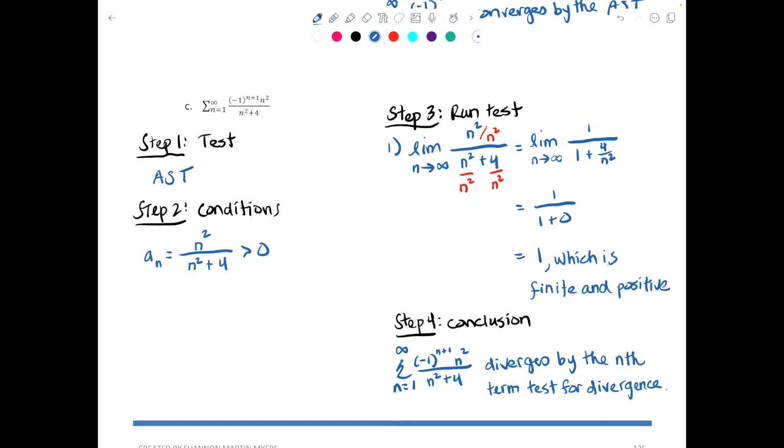So basically, if the conditions are met and you get something that's non-zero, and actually I think it just needs to be, you know what, my bad here, let me cross this out. I'm thinking of the limit comparison test, which is not equal to 0. So if you get something that's non-zero, it diverges by the nth term test for divergence. Cool, cool? Okay.